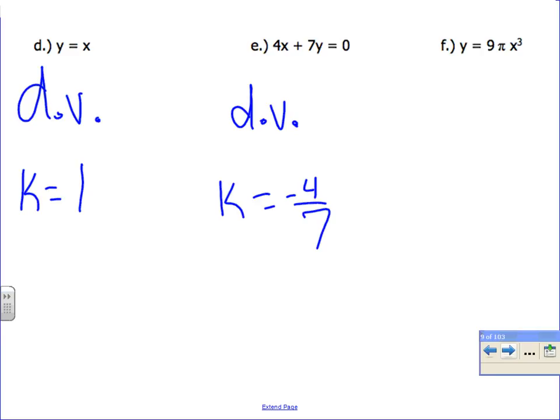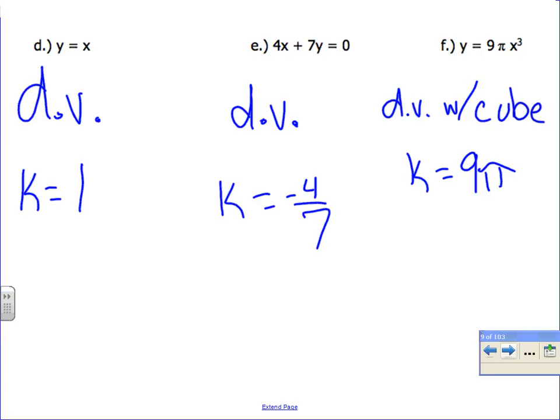Okay, letter F, Gigi, what kind of direct variation is that? Good. With the cube? And good, Gigi, what's the variation constant? Good. Yeah, I would just leave it as 9 pi. You're more than welcome to multiply 9 times 3.14, but you don't need to.